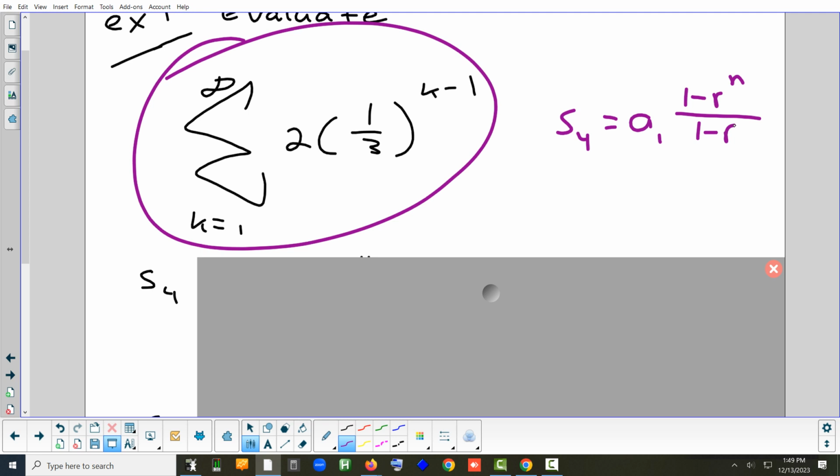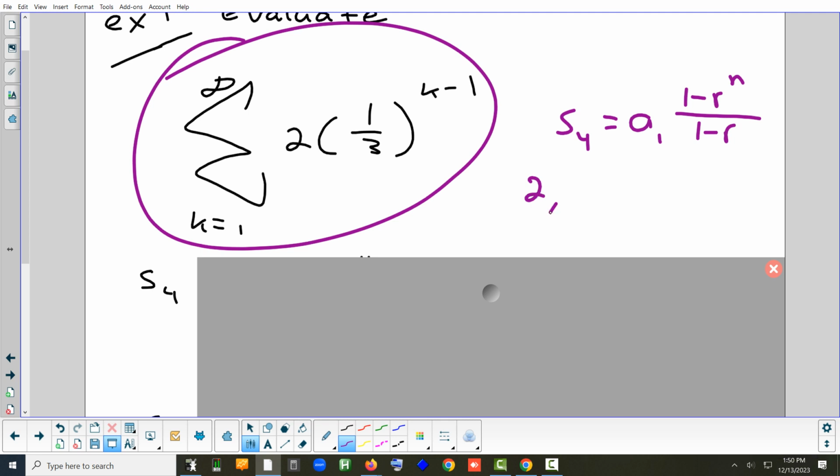All right, what might be helpful to figure out the first term is plug in 1 for k and see what you get. That's the first term. So let's plug in 1. What's 1 minus 1? 0. What's 1/3 to the 0 power? Anything to the 0 power is 1. And then times 2? 2. Okay, that's your first term.